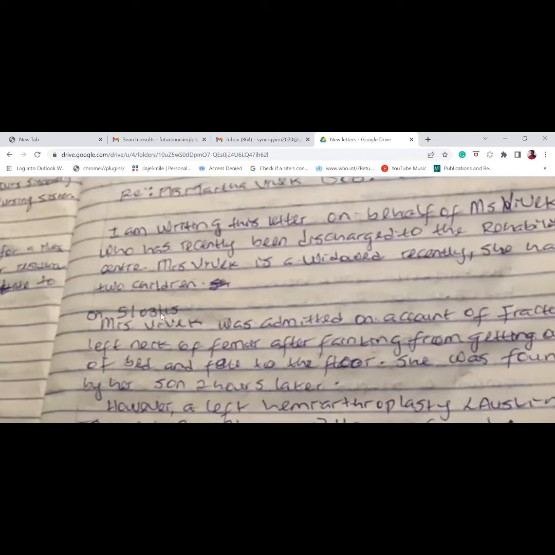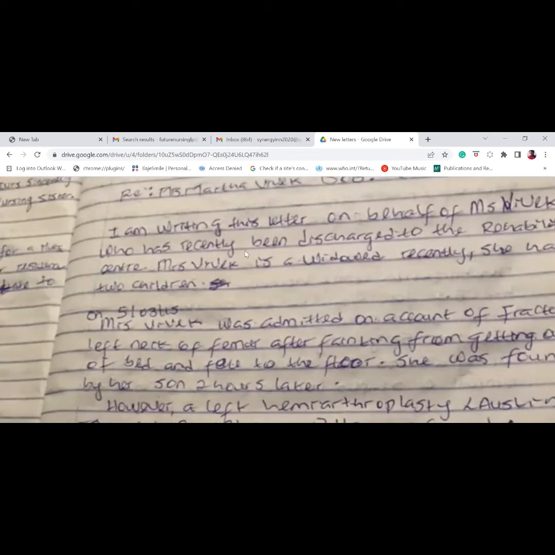Now on the date reference, rather than writing your dates like this in the text of your letter, you can say, on the 5th of March, 2015. Ms. Vivek was admitted on account of fracture of the left neck of femur after fainting from getting out of bed and falling to the ground. So you can pick out the presenting circumstance from here for this first paragraph.